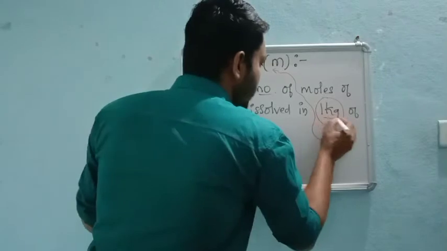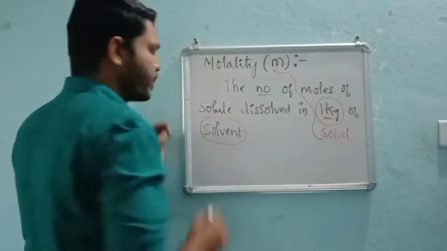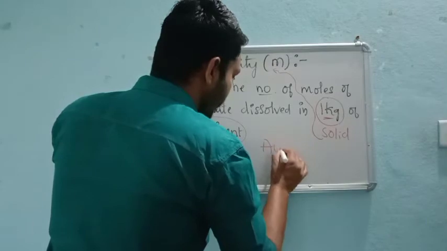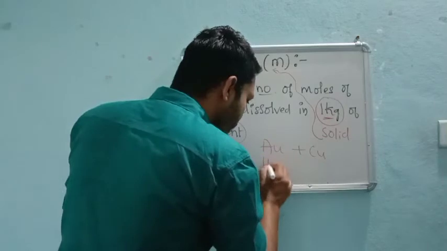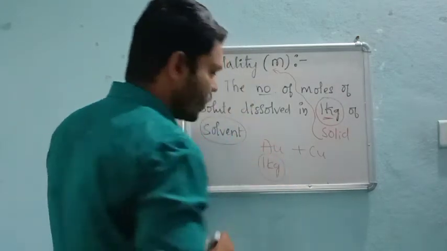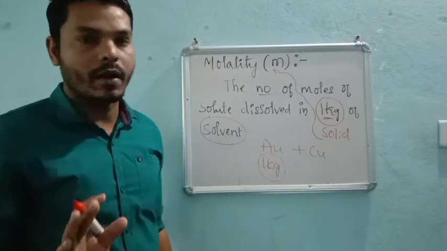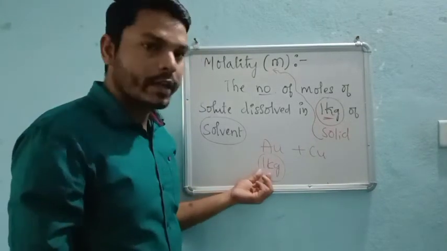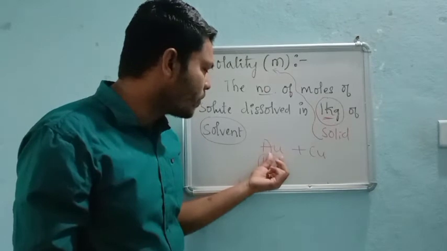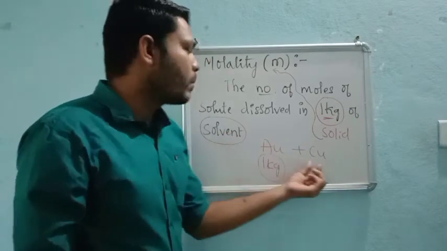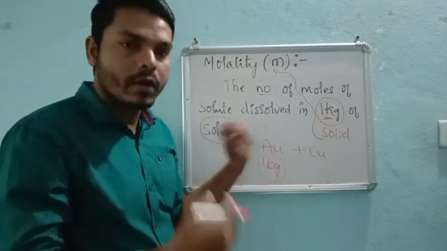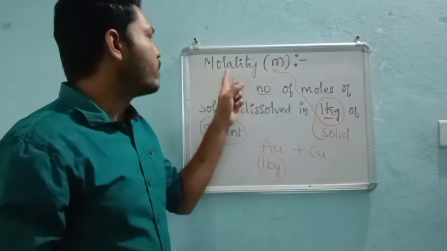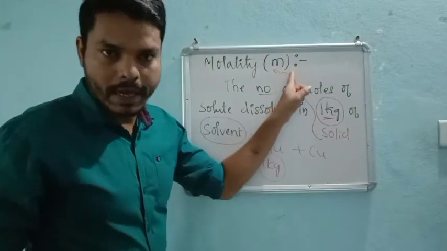Here the condition is the solvent should be 1 kg. That means if I add Au with Cu, Au is acting as the solvent. It should be 1 kg only, 1000 gram. In 1 kg of solvent, the number of moles of solute present, or dissolved in 1 kg of solvent, is nothing but molality, which is denoted by the small letter m, right?